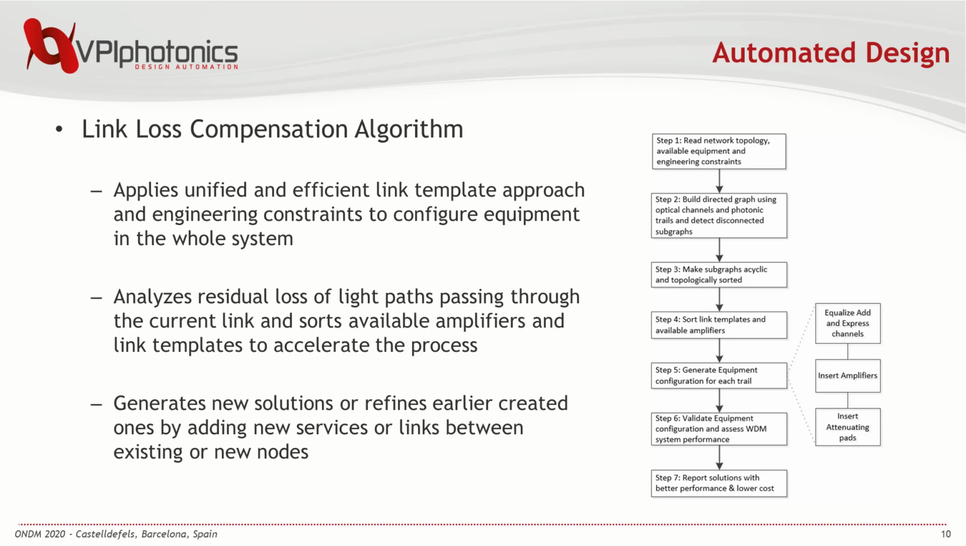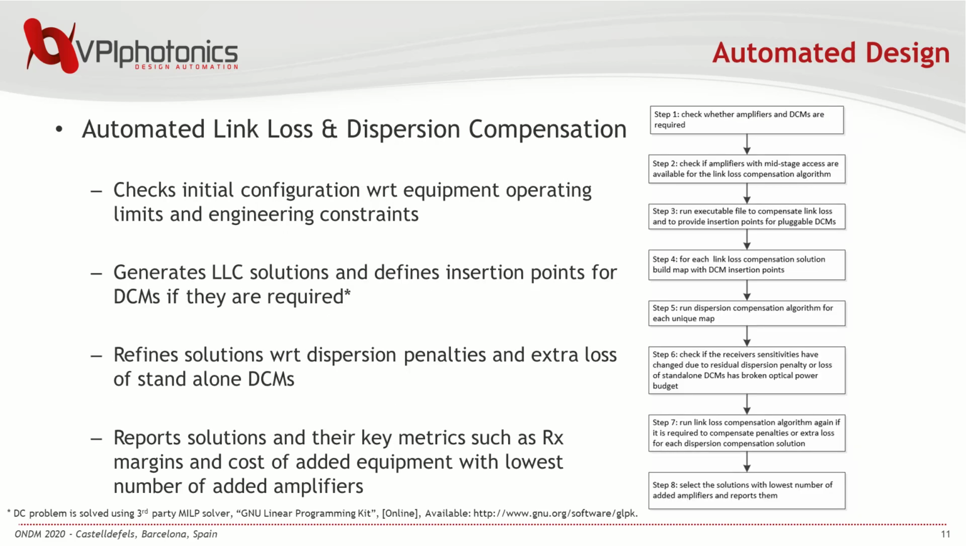We offer the algorithm which applies a unified approach to all links in the network and builds a solution for the whole system, taking into account equipment limitations and topology and engineering constraints. It is also able to generate solutions either for a newly designed network or for a network being upgraded, for example with respect to new services added to an existing network. Our approach uses two separate algorithms for link loss and dispersion compensation problems in order to accelerate the design process.